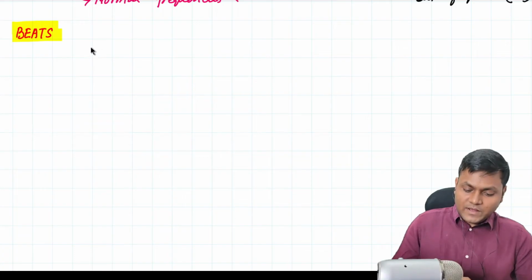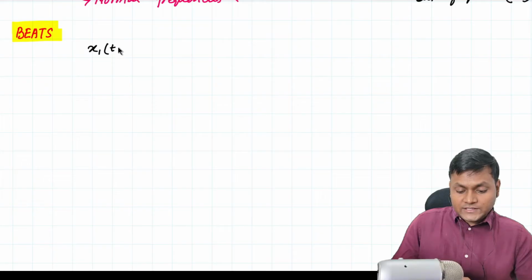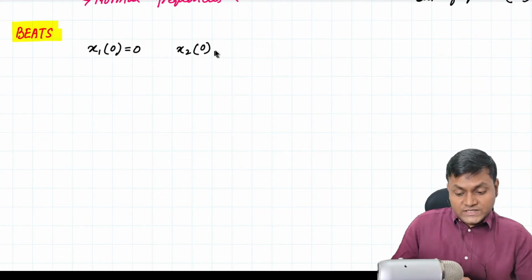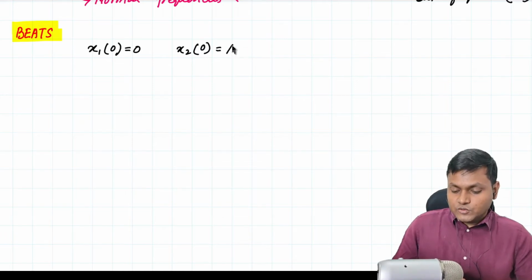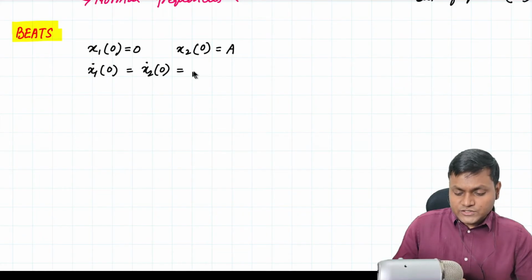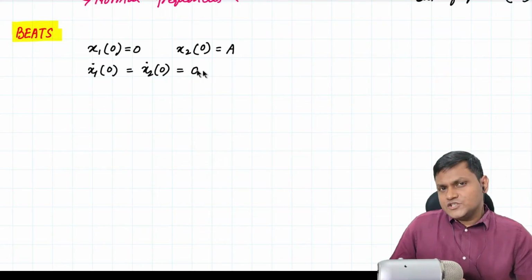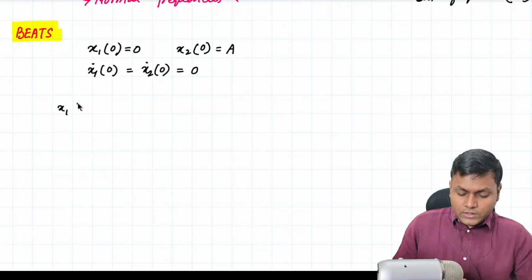Let me give some kind of initial condition to the entire configuration such that x1 at time t equal to 0 is, let's suppose, 0. That means the first mass is not displaced. And x2 at time t equal to 0, let's suppose I give it some initial displacement, capital A. I do not provide them any velocities at time t equal to 0. So x1 dot and x2 dot at time t equal to 0 are 0. Under such an initial configuration, what is the nature of the general relationship? That is what I want to look at.